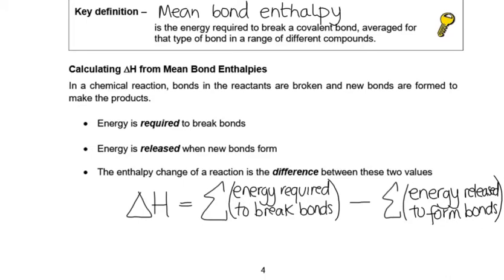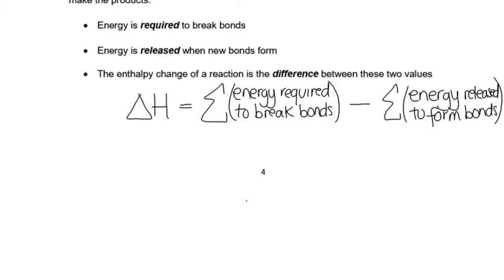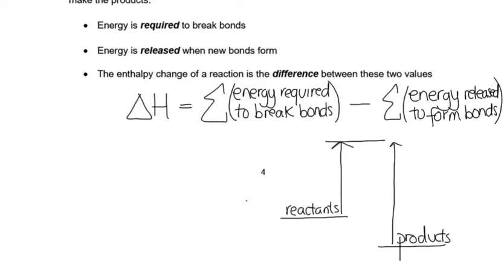So really, if we draw a little diagram down here, we're adding up all the energy needed to break every single bond in the reactant. So how much energy do I need to put in to break all those bonds? That's our first value. And then if we've got the products here, we're adding up how much energy to break all of those, and they both end up being the same atoms. And the difference between the two is going to give us our delta H.